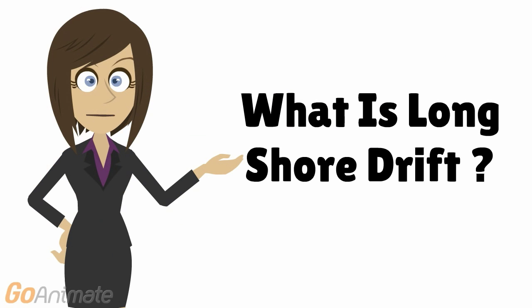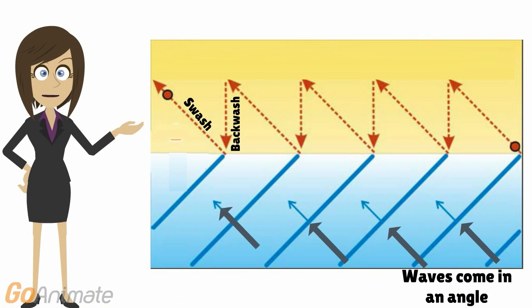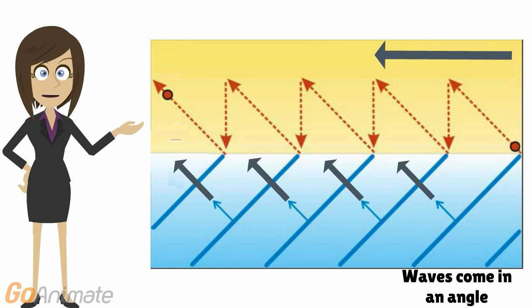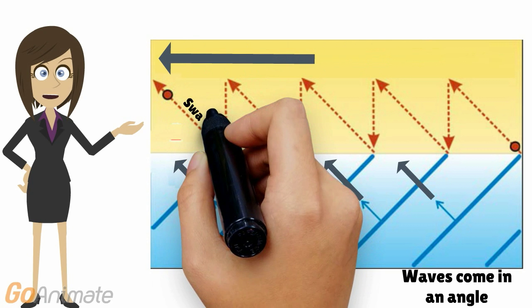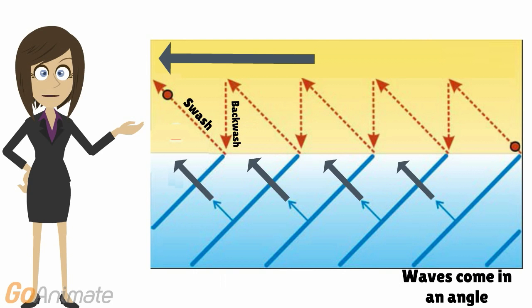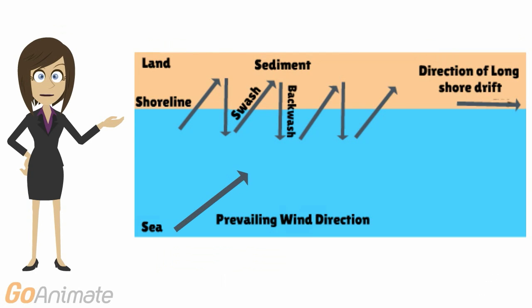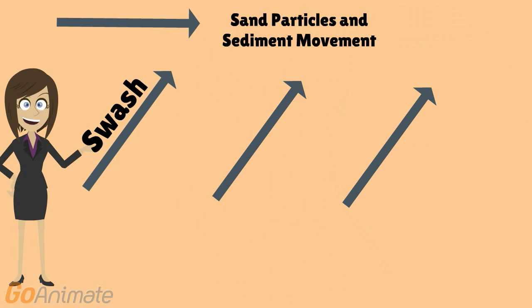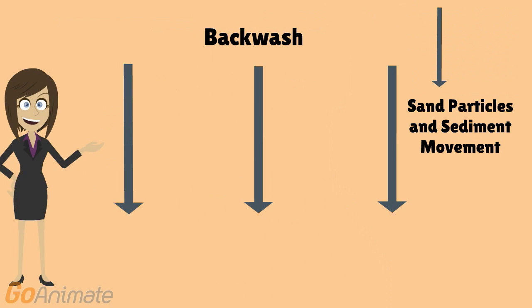Longshore drift. What is longshore drift? Longshore drift is where waves come in at an angle and sand is slowly moved from one part of the area to another because of swash and backwash. Prevailing wind is what causes longshore drift. It makes waves move in the same direction as the wind. It moves sediment and sand particles up the beach because of swash. Then the backwash pulls the sediment and sand back.